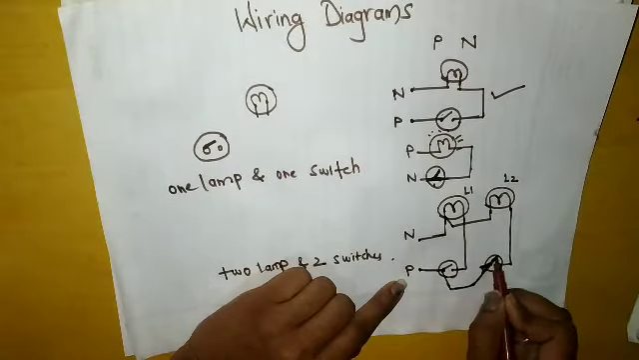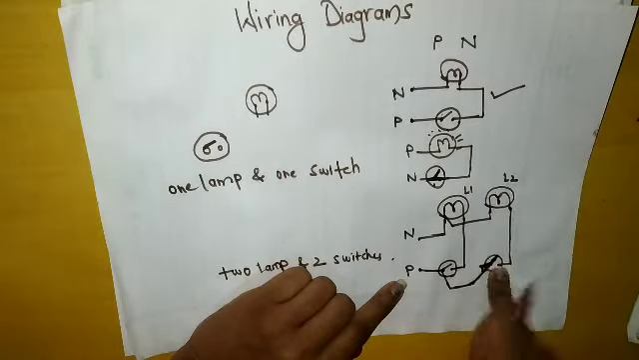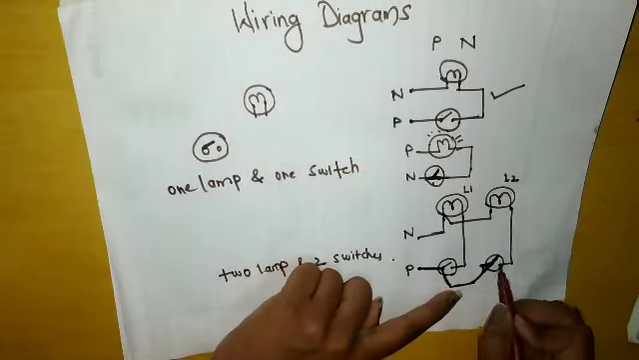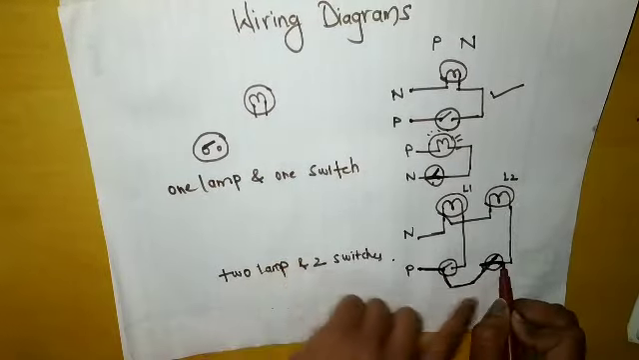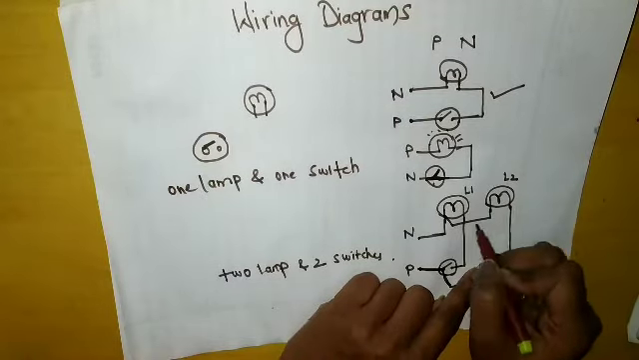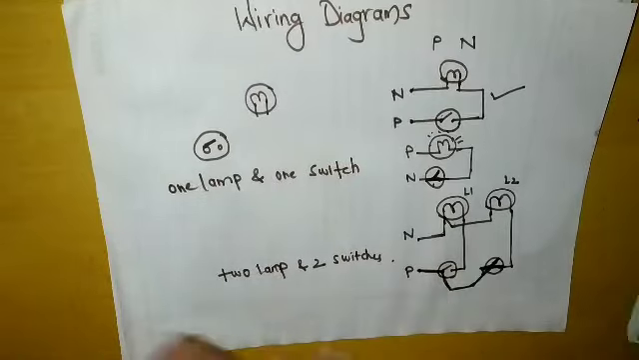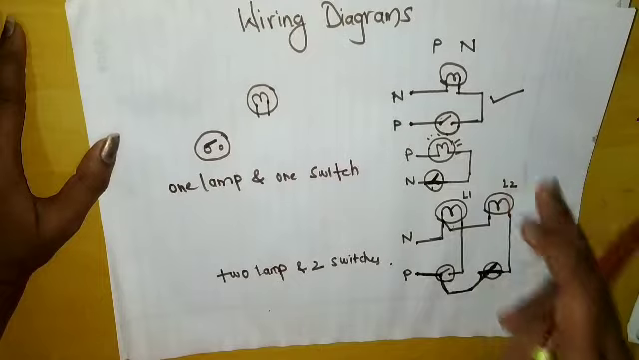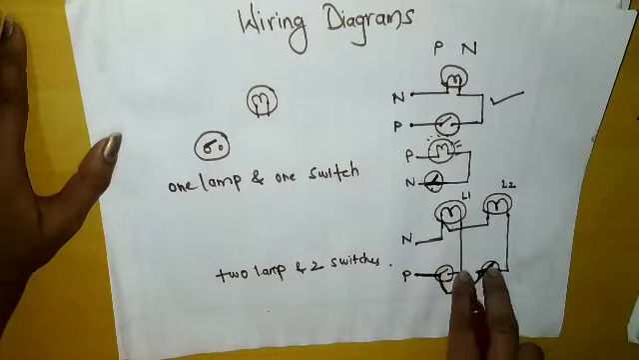Whenever this switch is on, then what will happen, this phase will come from here, and whenever it is on, that means it will be in this position, and then it will go to our bulb or lamp L2, and from here it is getting neutral also, right? So this is the basic. So this is the 1 lamp and 1 switch. This is 2 lamps and 2 switches.